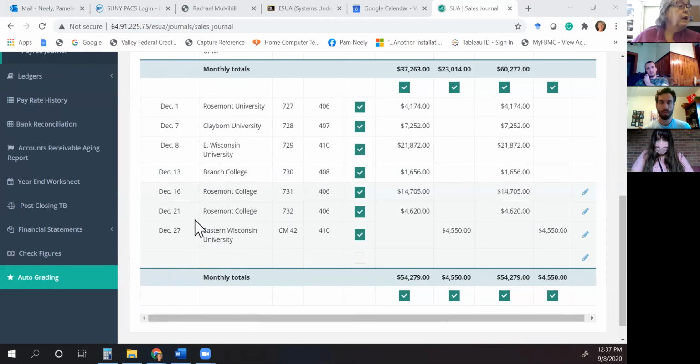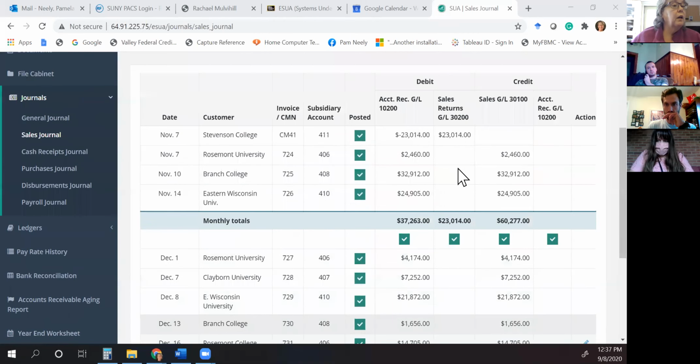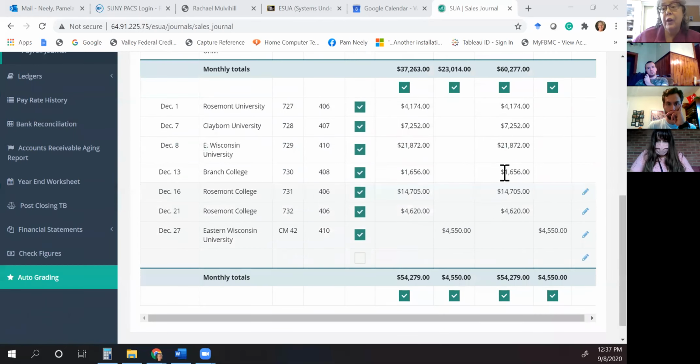So there should have been three, what am I in? I'm in the sales journal. There were 3 sales. There was the initial Rosemont College, and then the back ordered Rosemont College, and then there was a cash sale. No, then there was the credit memo to Eastern Wisconsin. The first 2 are pretty straightforward. We've got a debit to accounts receivable and a credit to sales, which is your standard sales journal entry.